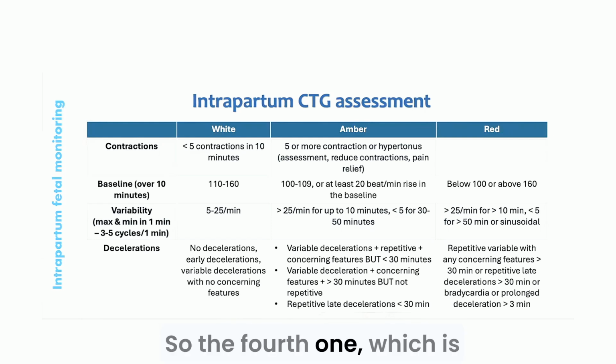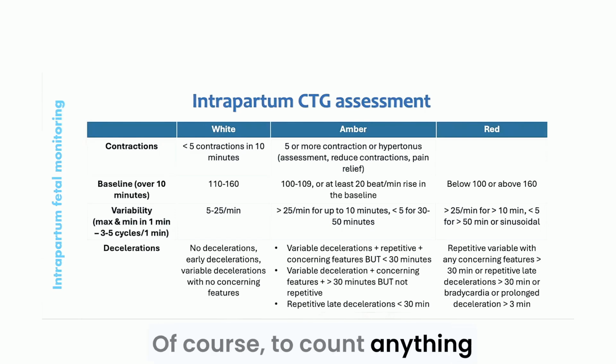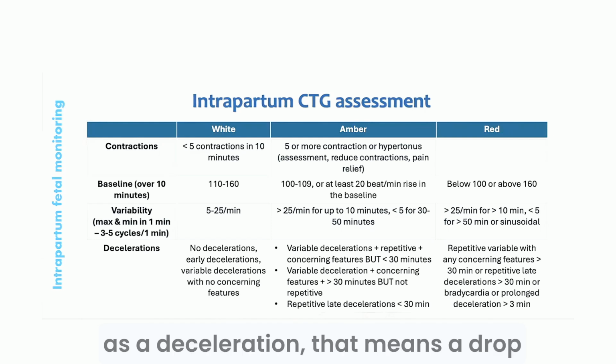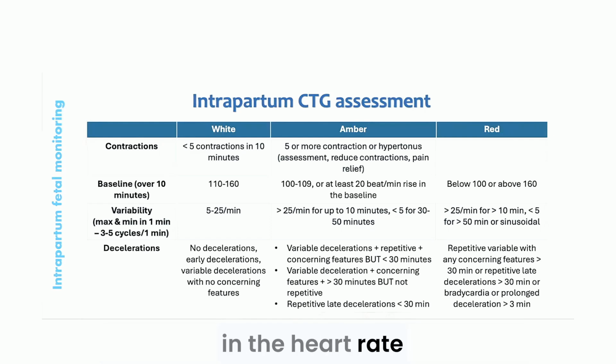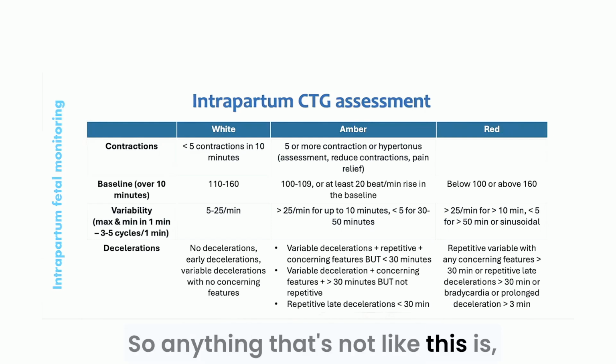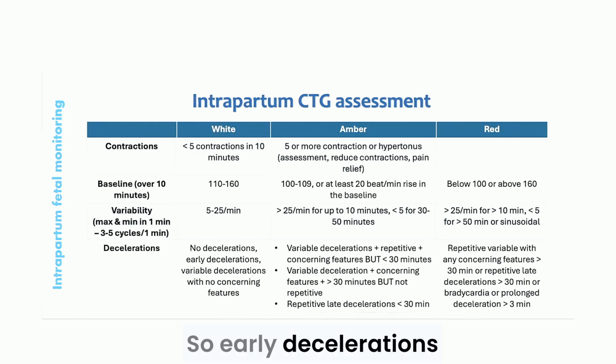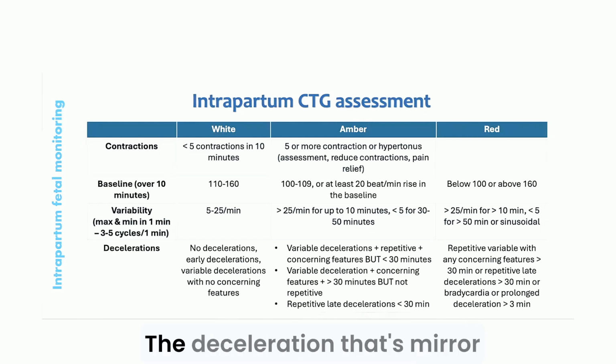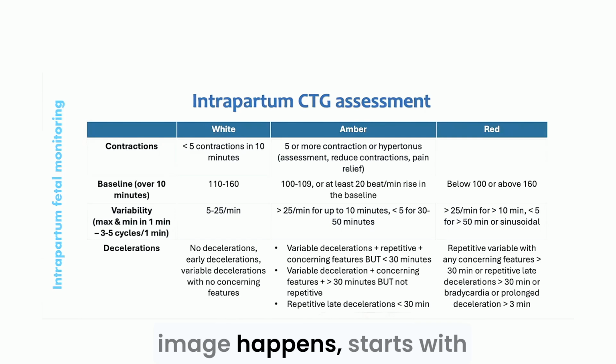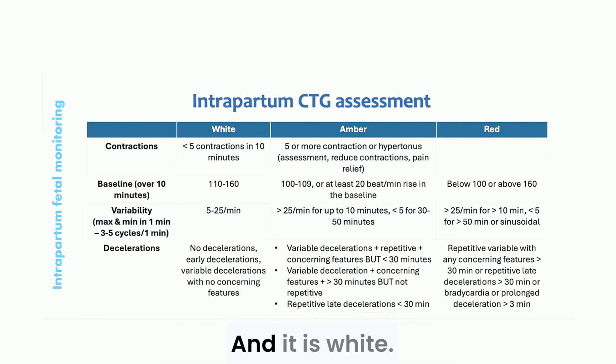So the fourth one, which is of course decelerations. To count anything as a deceleration, that means a drop in the baseline heart rate by at least 15 beats per minute, and this should last for at least 15 seconds. Anything that's not like this is not a deceleration by definition. Early decelerations are always white. The deceleration, this mirror image, starts with a contraction and ends with the end of the contraction. It's called early deceleration, and it is white.